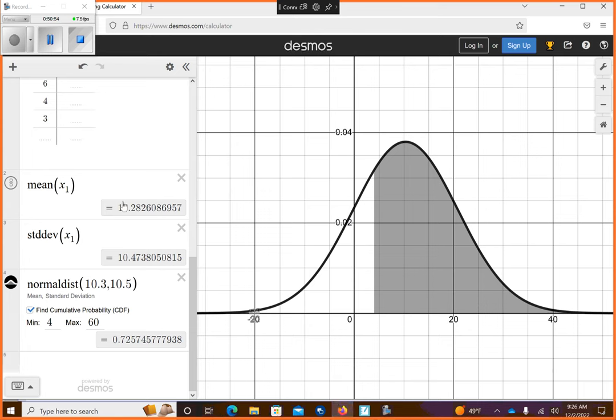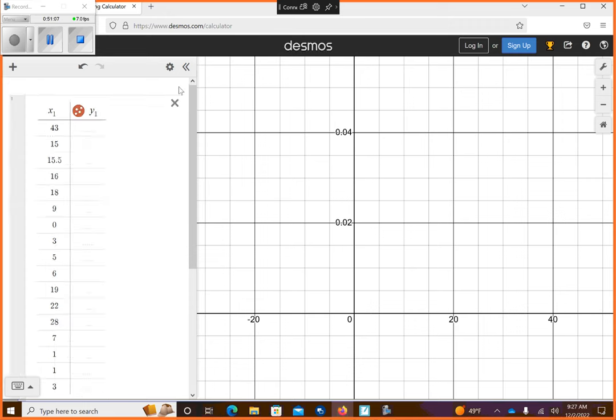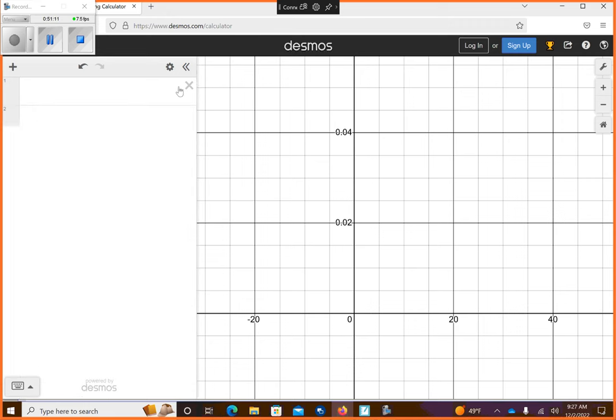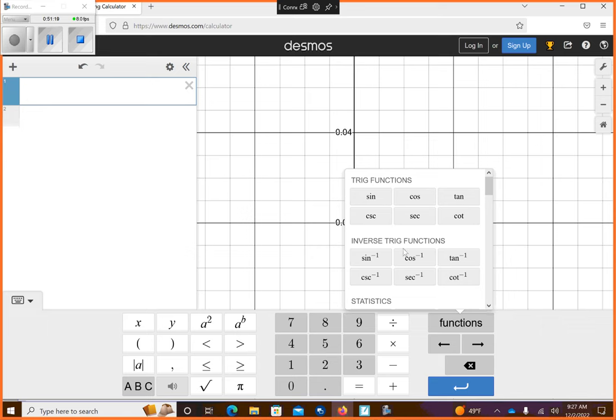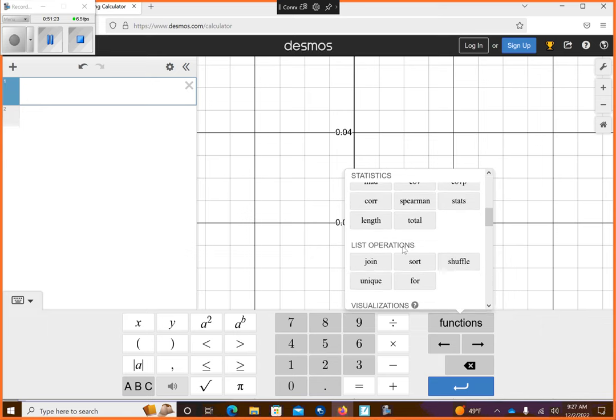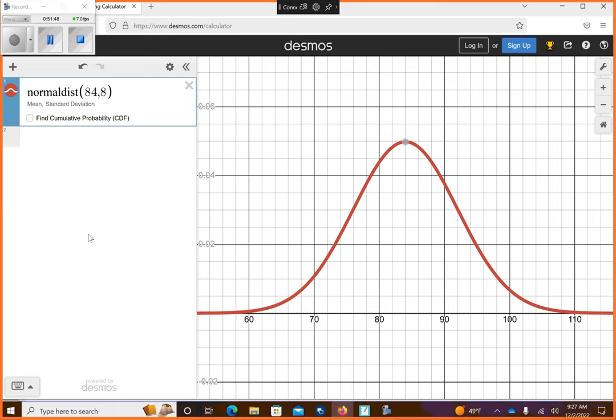So we're going to jump onto our friend Desmos, see if we can handle this. I got to clear all this out. All right. On Desmos, go to functions. I'm trying to find the area under the curve. Normal distribution. Thank you. This is the first year I have used Desmos as a tool, and it's been pretty successful. They told us 84 was the mean, 8 was the standard deviation. Hit the plus button, and here's our normal distribution. Whatever's on that board is also on this board.